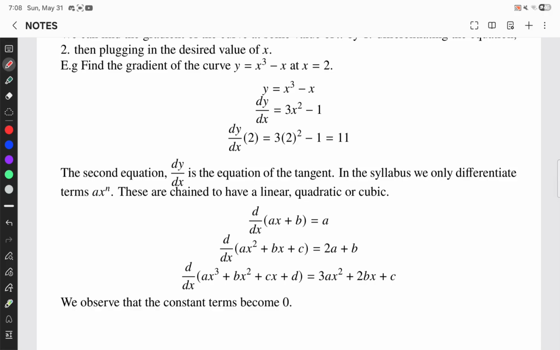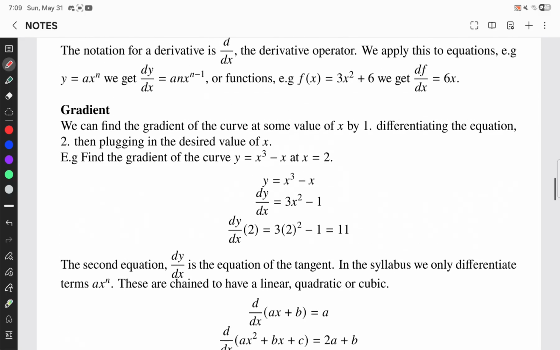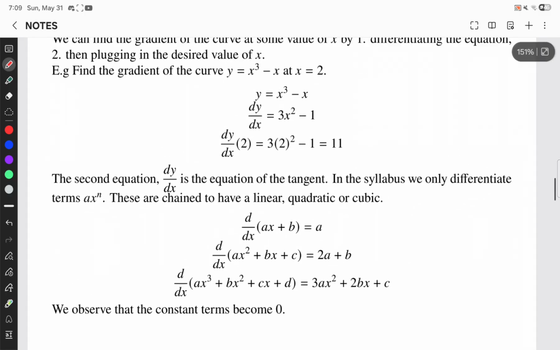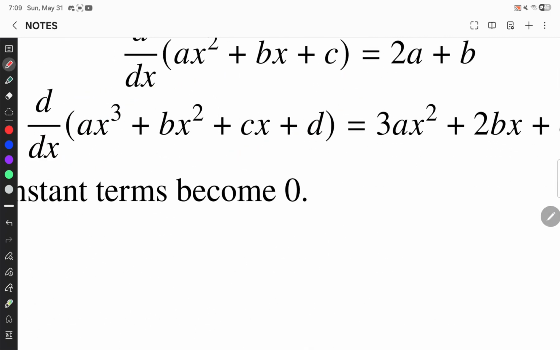In the syllabus, we only differentiate the terms ax to the n. Remember, you will only have a linear, a quadratic and a cubic given to you. Okay, always. You do not have to worry about others. Well, there is a possibility, but it's definitely not an equation you can graph or solve. It's only for fun, like for example x to the 5. You may be only given to differentiate this and nothing else.